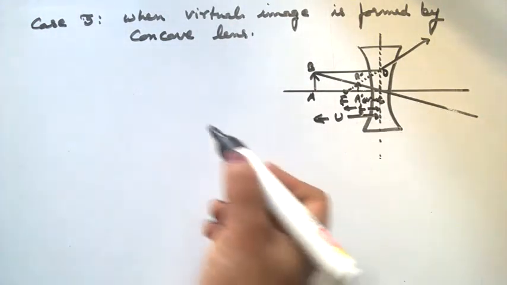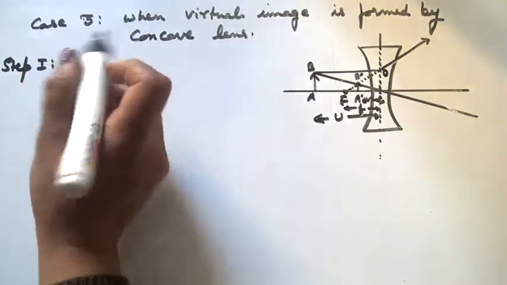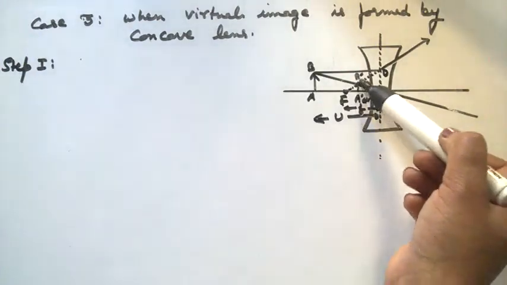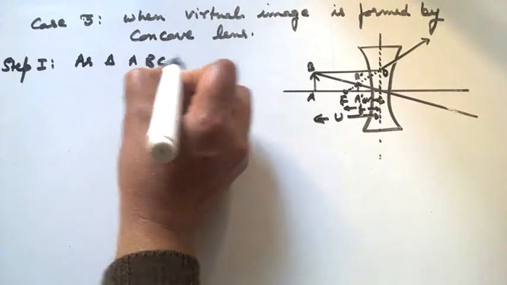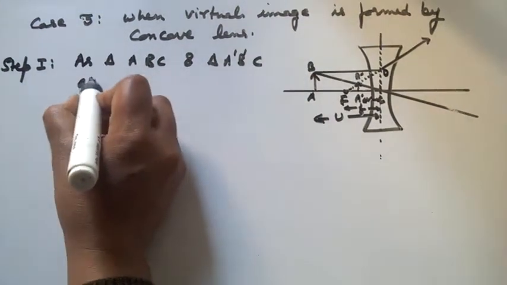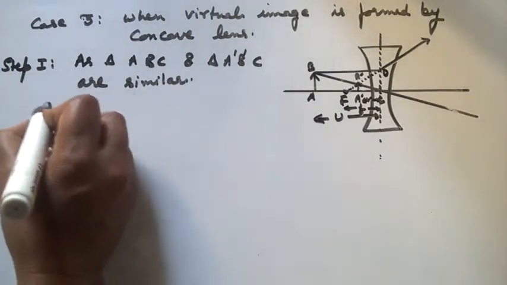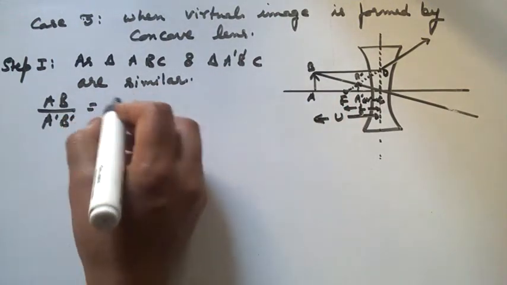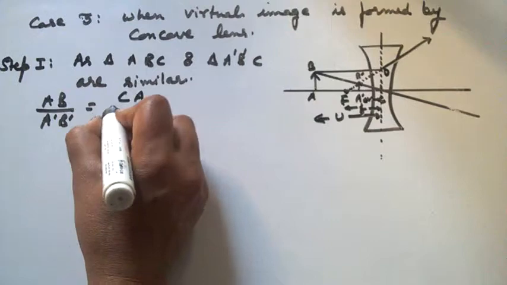So our step first is, as here we can see that triangle ABC is similar to triangle A dash B dash C. So as triangle ABC and triangle A dash B dash C are similar, therefore we can write it in proportion, that is AB upon A dash B dash is equal to its side, that is CA upon CA dash. Give it equation number 1.